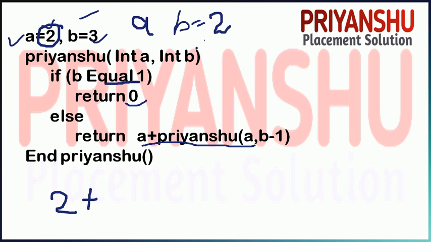Okay, now again the function is executed. Now we come to the if block, if b equal to 1. Now b is 2, not equal to 1, so it is again false, and it goes to the else part, and then return a. What is the value of a? It is basically 2. Then return Priyanshu a, where the value of a is basically 2. Now after that b minus 1, b minus 1 means the value of b is now 1. Okay, the value of b is now 1.